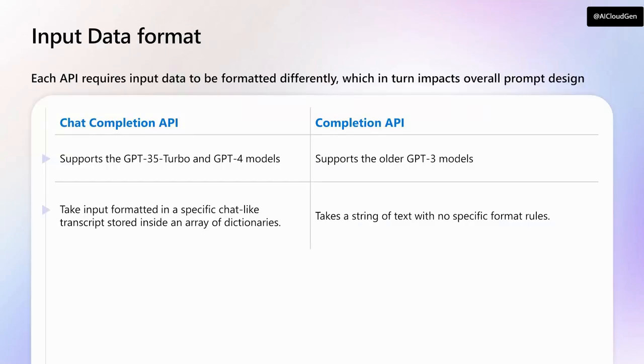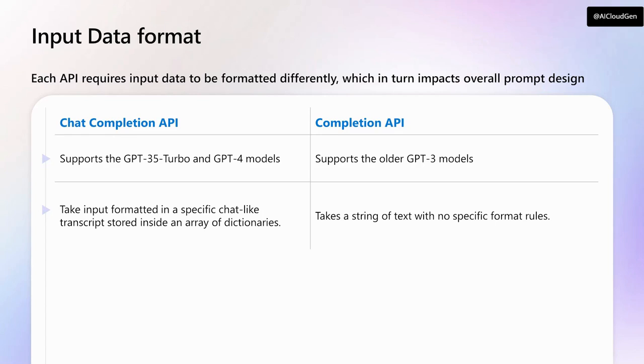Chat completion API and completion API. Chat completion API supports the GPT-3.5 Turbo and GPT-4 models. It can take the input formatted in a specific chat-like transcript stored in an array of dictionaries. So the array of dictionaries is nothing but providing a system message, then the user and assistant messages. So let me quickly pull that through to recap your understanding of what that really means.